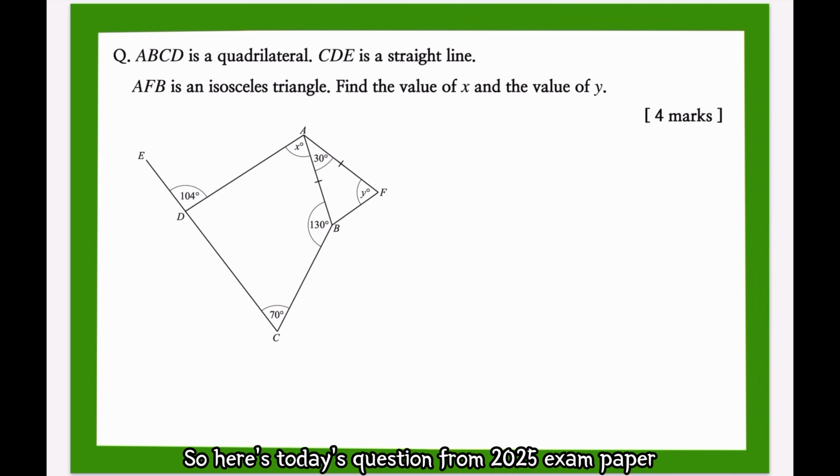So here's today's question from the 2025 exam paper. We know that CDE is a straight line and ABCD is a quadrilateral while AFB is an isosceles triangle. So let's find x and y.